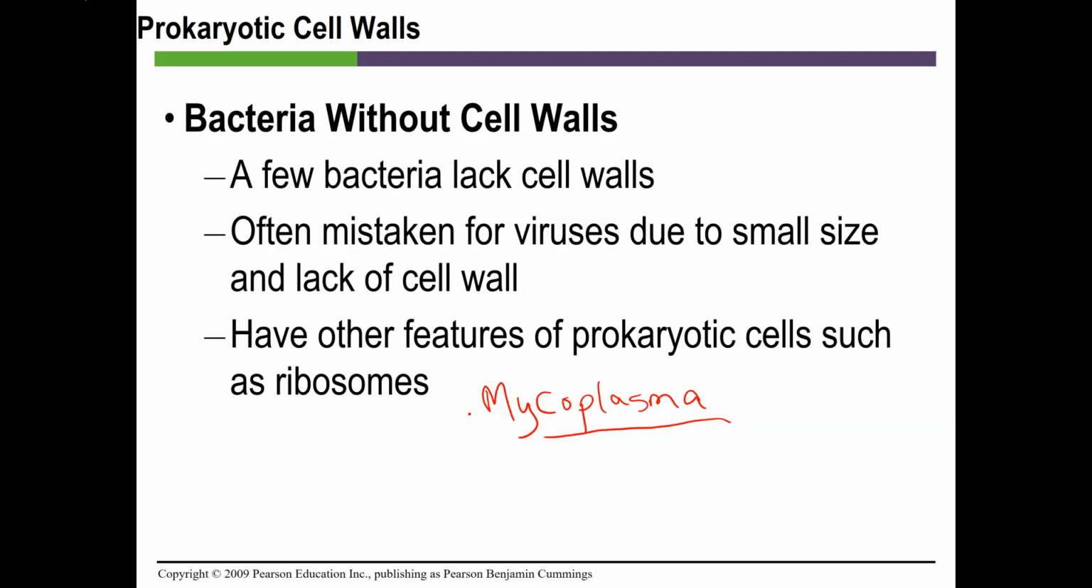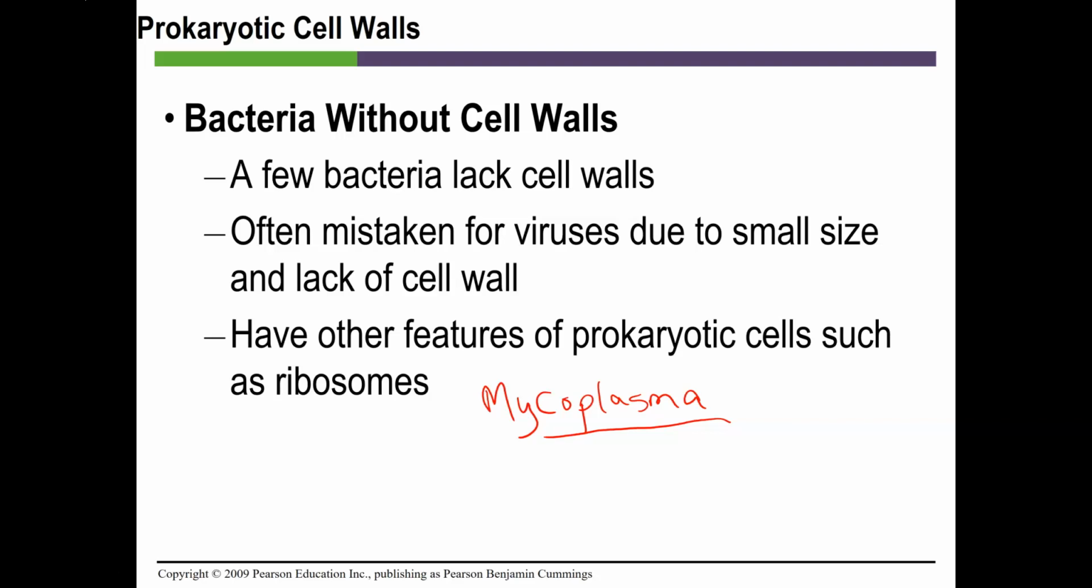These bacteria tend to be smaller than other typical bacteria. They can squish through small pores or holes because since they don't have a cell wall that is making them retain a specific shape, they can almost flow through a small opening. Mycoplasma do have other features of prokaryotes. They're definitely cellular, definitely bacteria.